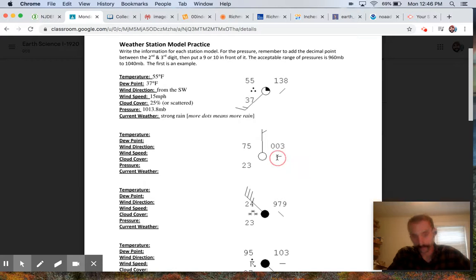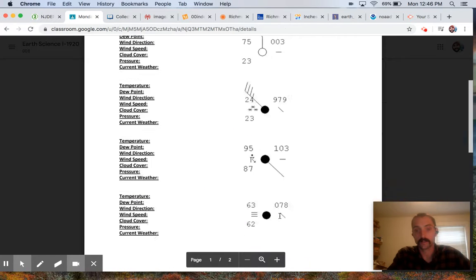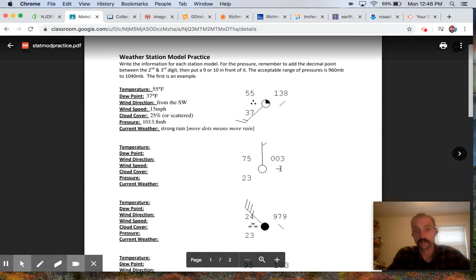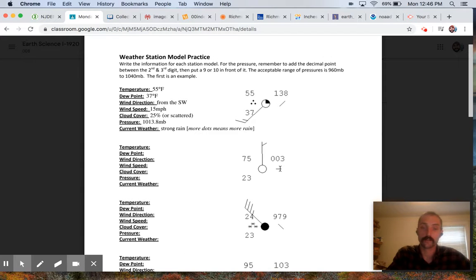So for example, over the last 3 hours, wherever this weather station model is representing, the trend has decreased. These mean that the trend has stayed about the same. And sometimes you may see plus symbols, which represent an increase, excuse me, an increase in barometric pressure. So the first one, I think we've identified already, the temperature is 75 degrees Fahrenheit. Our dew point down here on the bottom left is 23 degrees Fahrenheit. The cloud coverage, the circle is not colored in. Therefore, we can assume that there are no clouds, so 0%.